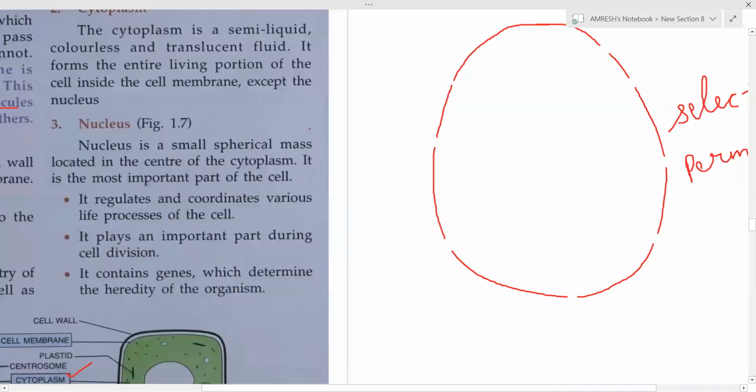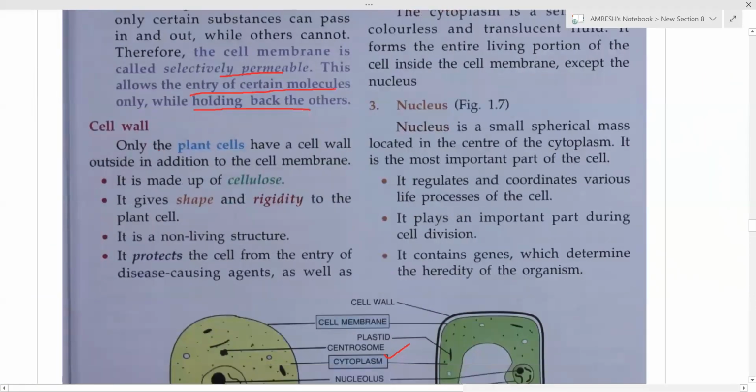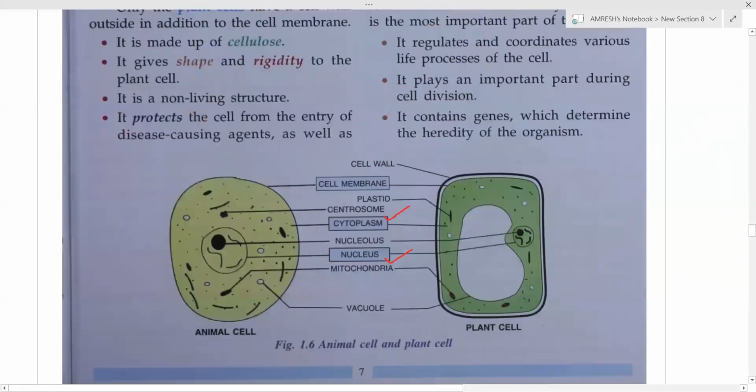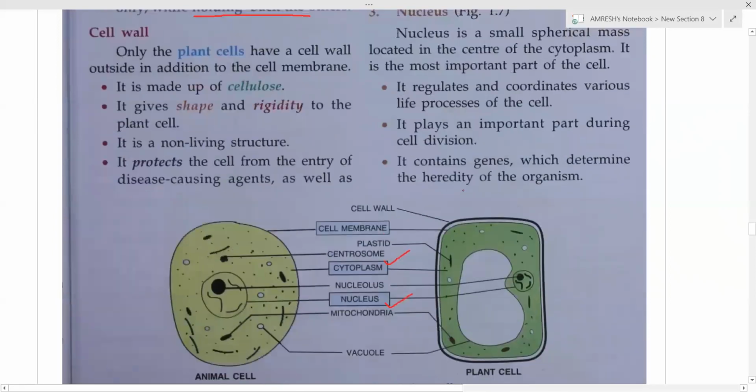So it will not allow all molecules inside, it will allow some. Basically, the solvent particles it allows, others it doesn't. Cell wall. Your plant cell has another outermost covering, that is your cell wall. It has a cell membrane, but in addition to the cell membrane, it has your cell wall. It is made up of cellulose, and it gives shape and rigidity to the plant cell.